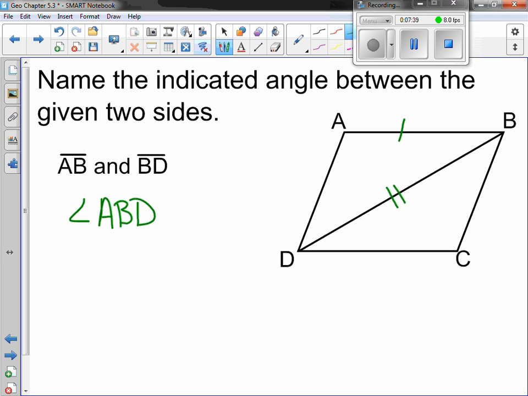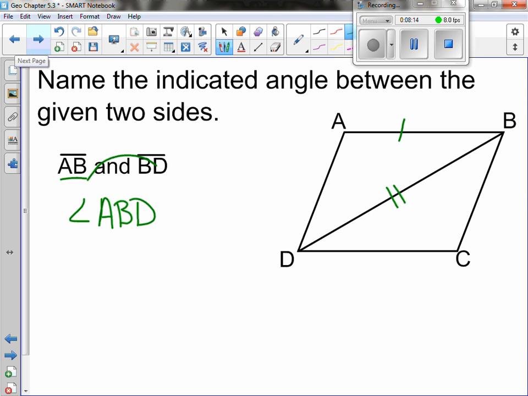Because it's where those two lines meet up, yes? Did the question kind of give it to us, the answer? A, B, D. Because it's the angle between those two lines. So angle ABD is the indicated angle, the angle between the two lines. Questions on this here?